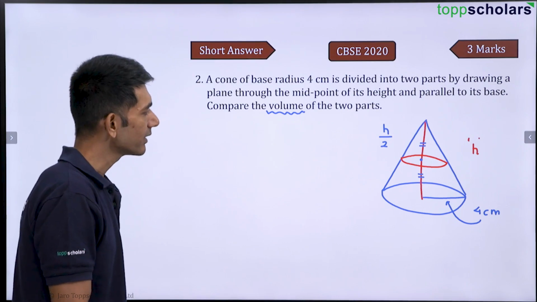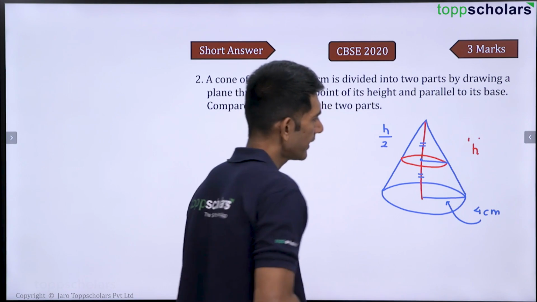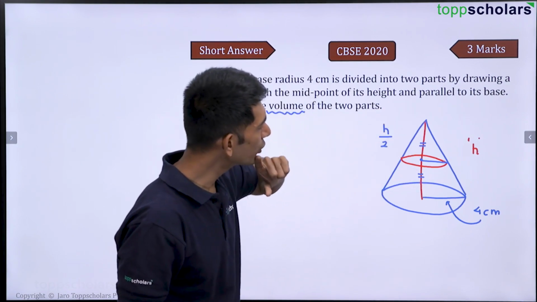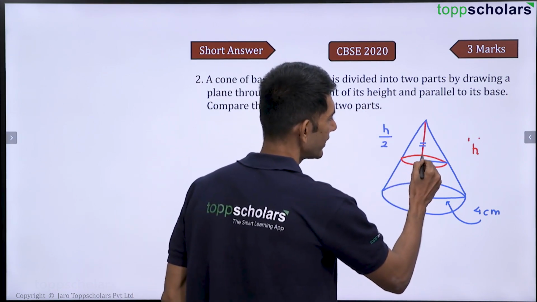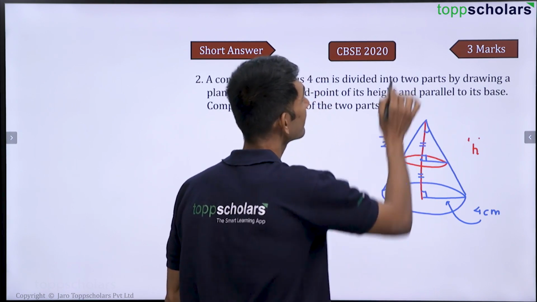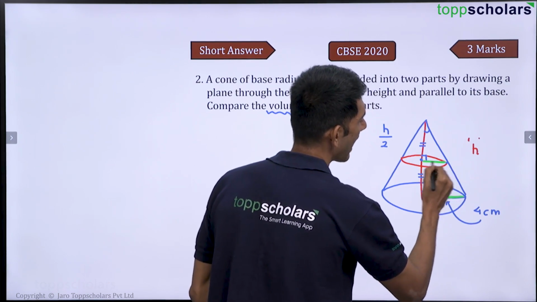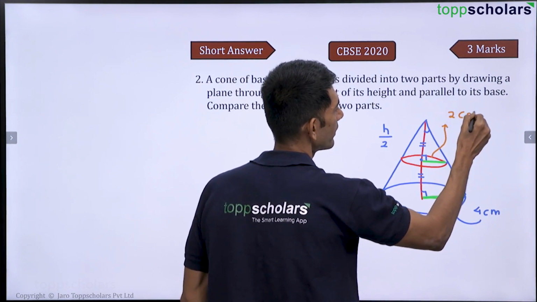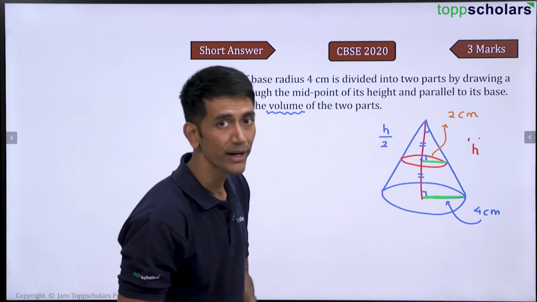Now tell me one thing. If this is 4 centimeter, if I draw a line like this, and I see the two triangles here, can I say the two triangles are going to be similar? Obviously, because this is perpendicular. So this is 90 degrees, this is 90 degrees, and here is the common angle. Since the two triangles are similar, if this is 4, this is going to be half of 4, so this part is 2 centimeter. Why? Because the height is getting halved, so the radius will also get halved.